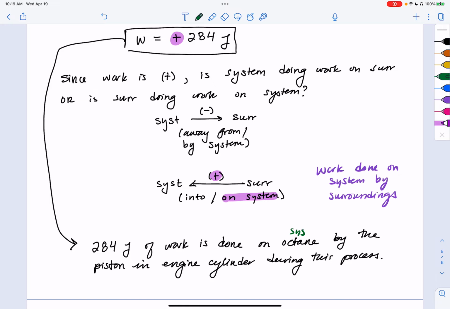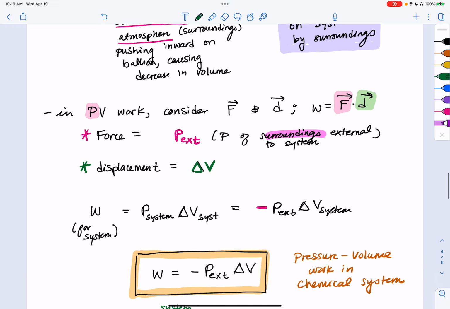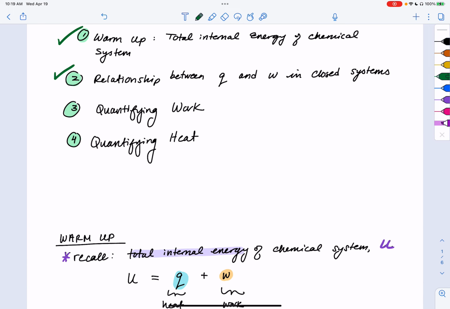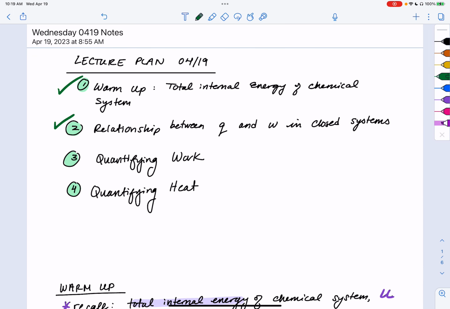Okay, that is how we calculate pressure volume work. Up next, let's at least get started in our conversation about how to quantify heat, Q. So we've done pressure volume work W. But now let's look at heat. So we'll at least begin this conversation coming up in our next video.